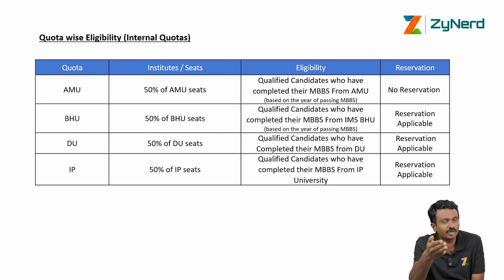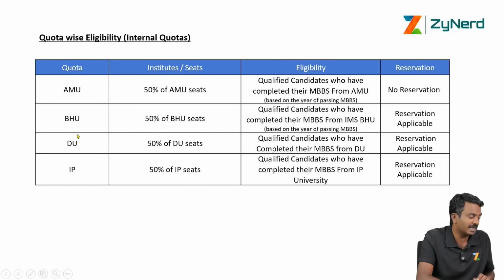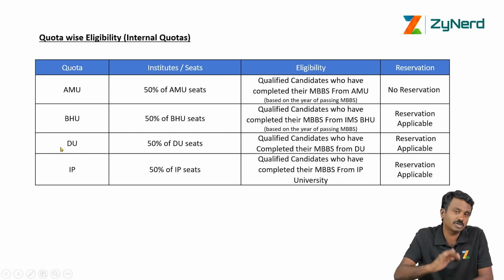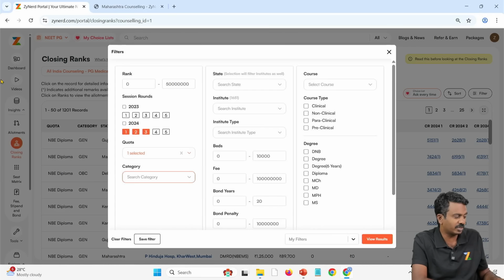If you belong to DU quota, you're an MBBS from DU, only then you are eligible for DU quota, and you will also be eligible for All India quota. Now next is deemed institutes. We are getting into the deemed institutes.